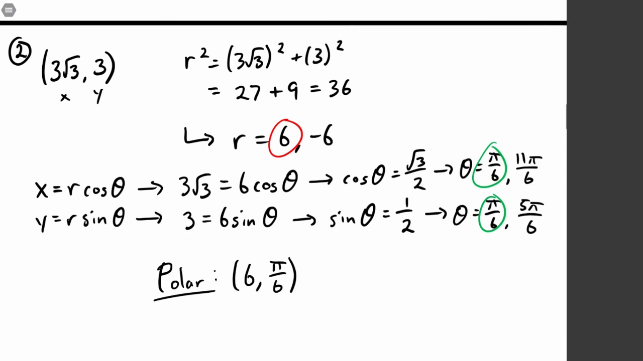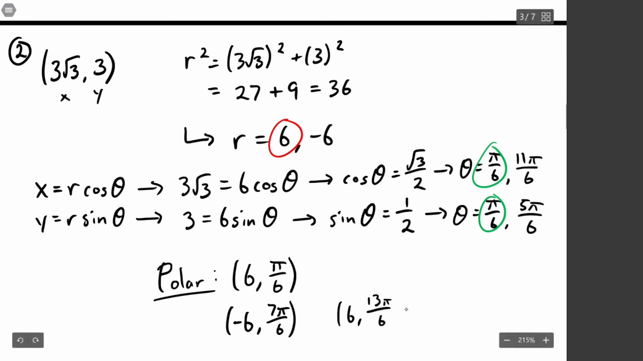So that's how you convert between the coordinates. Cartesian to polar is a little more tricky, with a lot more options. We could have used -6 and then theta would change to 7 pi over 6. Just a couple other options. Another option would be 6 comma 13 pi over 6, for example. There's all sorts of options for this. And this is what I was saying about polar not being unique. But it is usually really helpful.